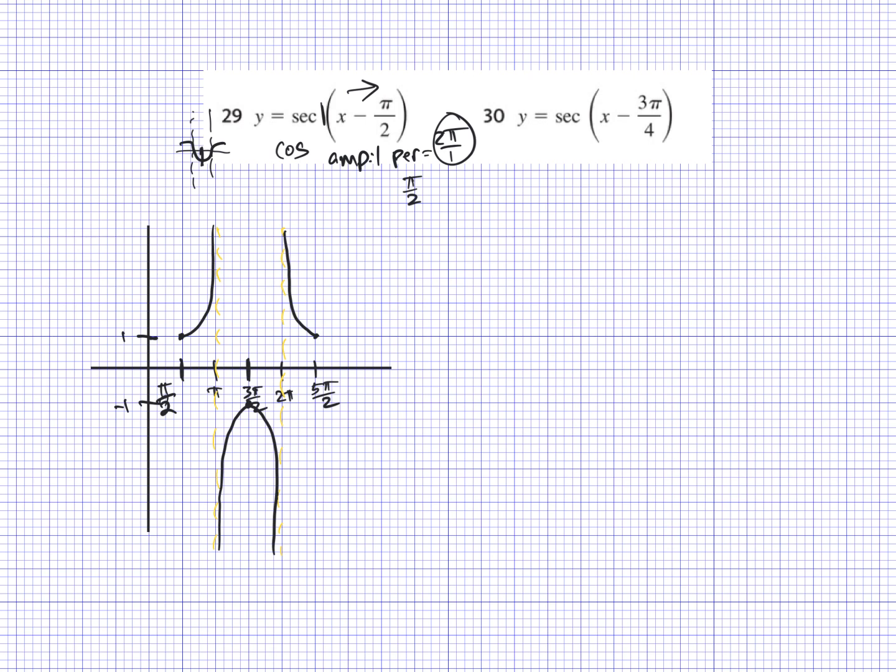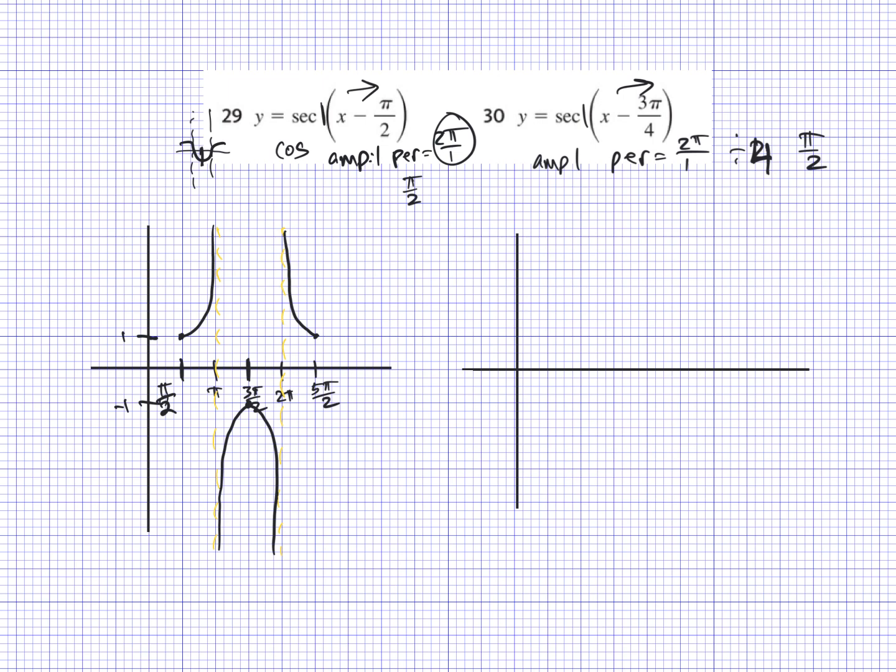Now we've got another secant curve on number 30, and our amplitude is 1, and our period is 2 pi over 1, or 2 pi. Dividing by 4 again gives us pi over 2 for all the increments. Now we're shifting to the right to 3 pi over 4 this time. All right, so let's draw our axes. We're shifting to the right, starting at 3 pi over 4.